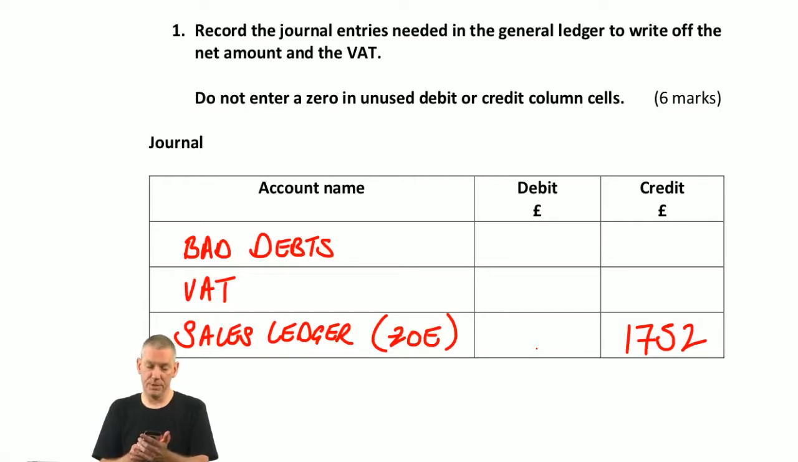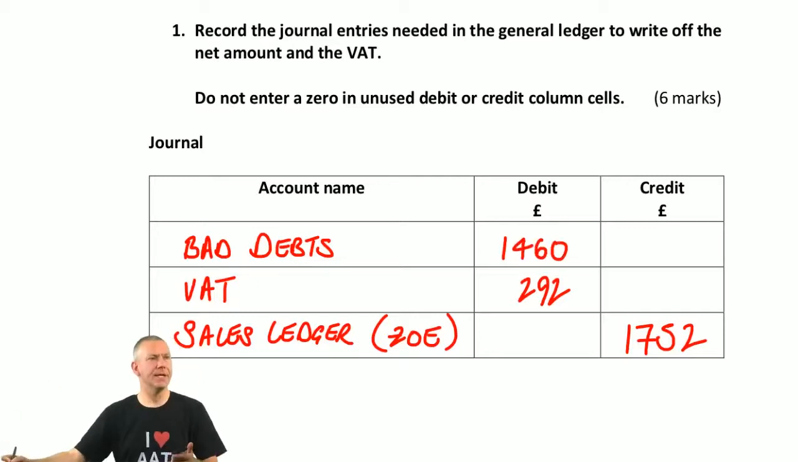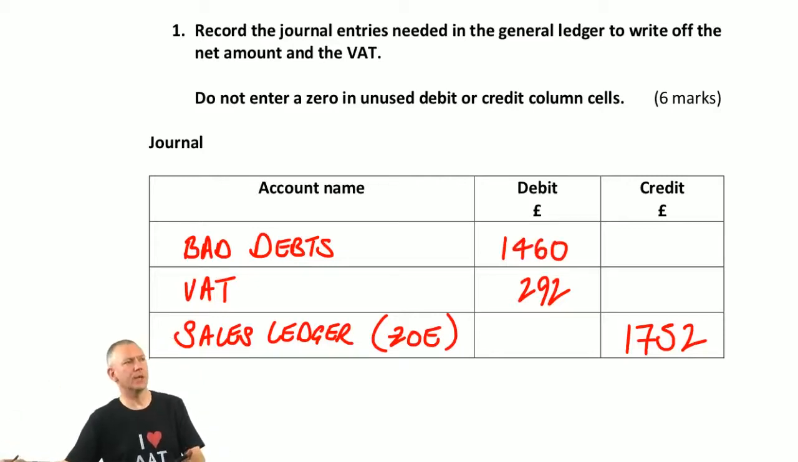So I need to find out how much is in there. So, 1752 multiplied by 20 divided by 120. So 292. And times by 5 equals 1460, which is the total that I will recognise in my P&L.